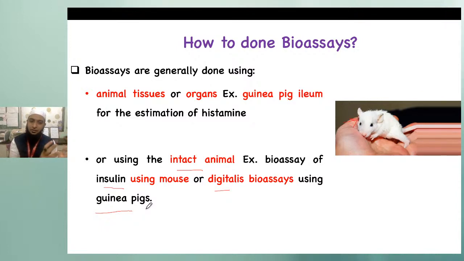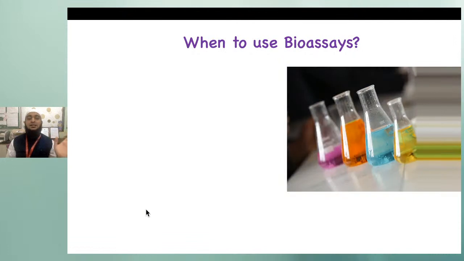Likewise, you can study the effect of digitalis on an isolated heart. You can isolate the heart, give different doses and different concentrations of digitalis, and verify how it helps the heart pump in your cardiovascular system, right? So you can do the bioassay by using animal tissue, organs, or intact animals. Let's see when to use bioassay, in which condition you must go for bioassay.